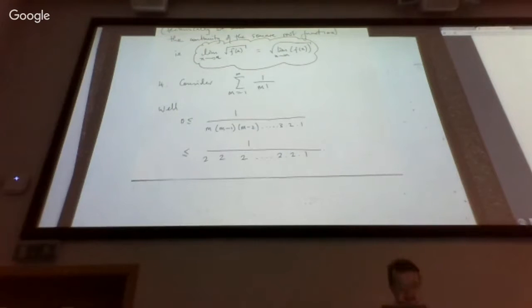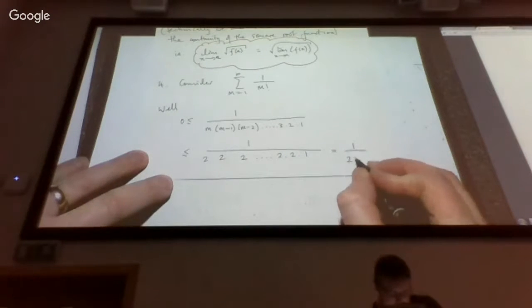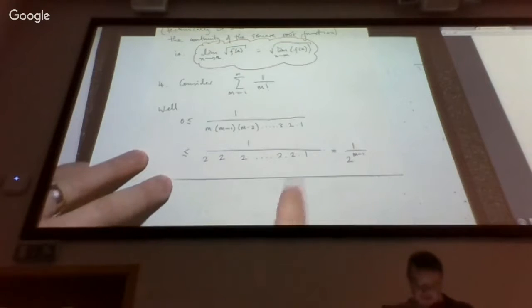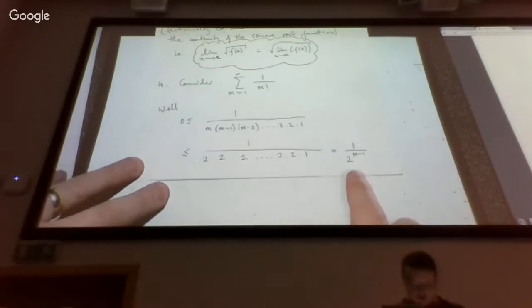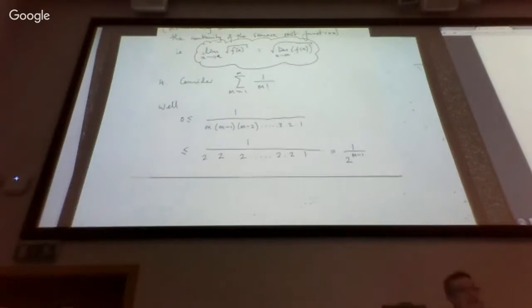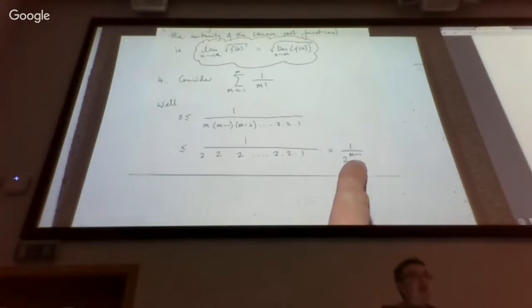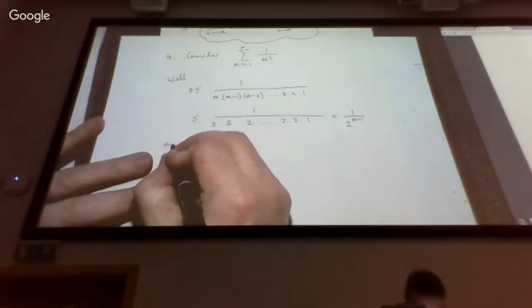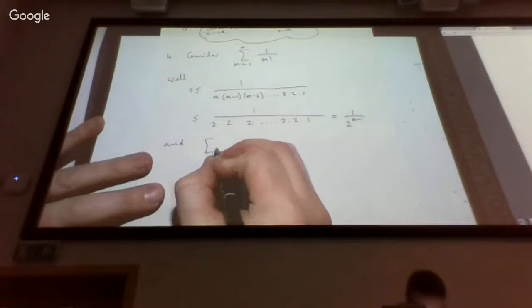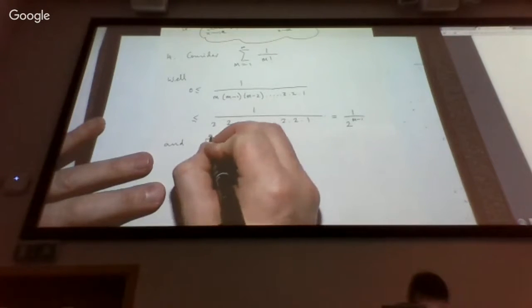And this one is, again, our geometric friend. This is 1 over 2 to the power m minus 1, because there's m factors there, but one of them is 1, so there's only m minus 1 twos. So our term is less than the term of a convergent geometric series. So this one is the sum of 1 over 2 to the m minus 1, from m equals 1 to infinity.